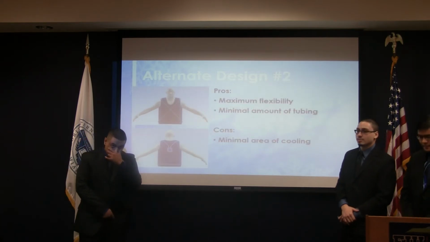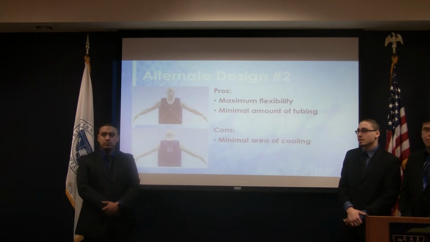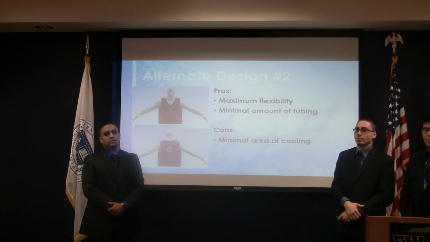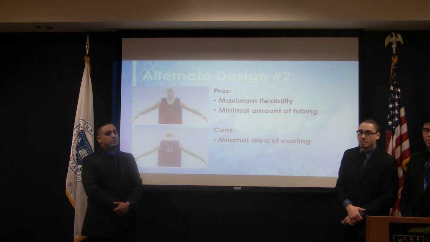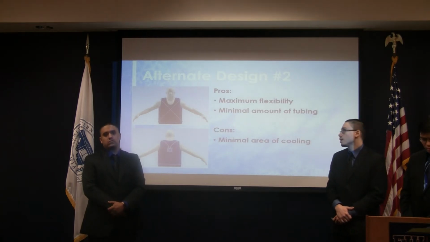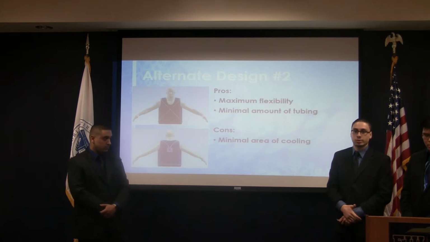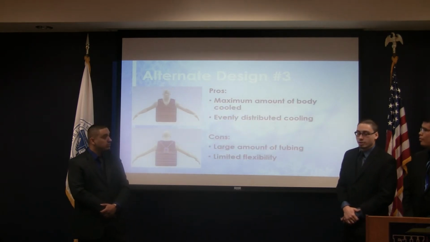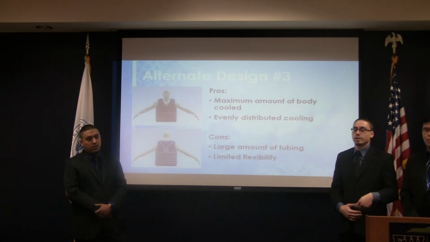Alternate design number 2 is a very simple design, something like an X formation. The benefit is that we have maximum flexibility because there's not as much tubing in the way. And there's very little tubing required, so that minimizes our cost overall. However, as you can see in both schematics, not much of the body is being cooled, which is a huge design factor.